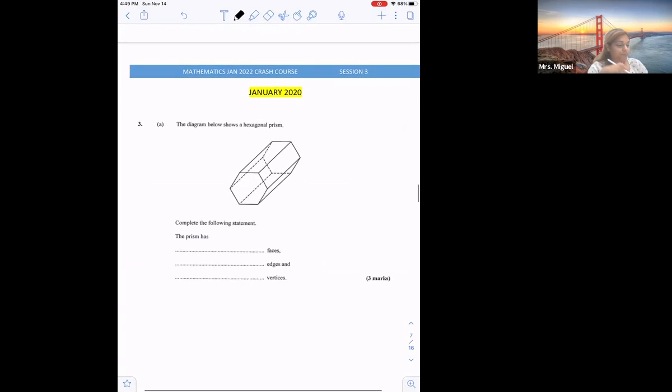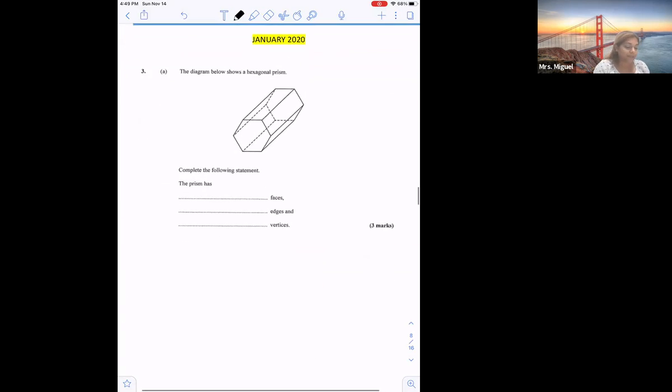Okay, now let's look at this one. The diagram below shows a hexagonal prism. Complete the following statements: the number of faces, the number of edges, and the number of vertices. So if you notice, it's a hexagon. The prefix hex means 6. So we have 6 faces right around.